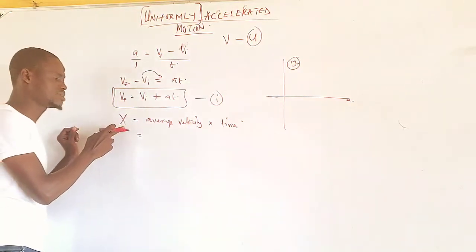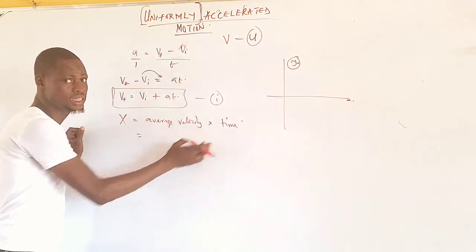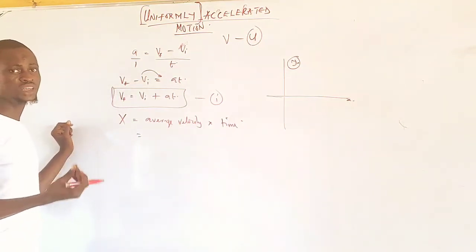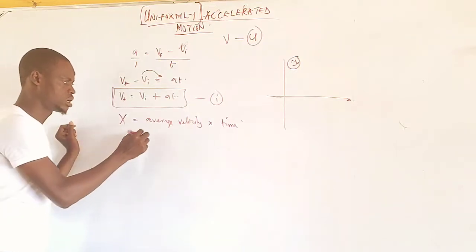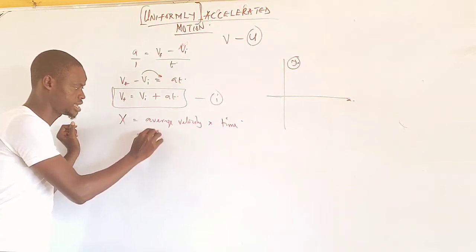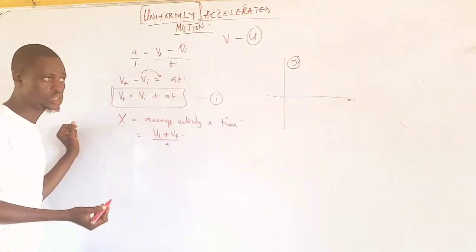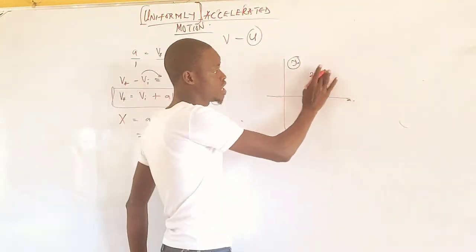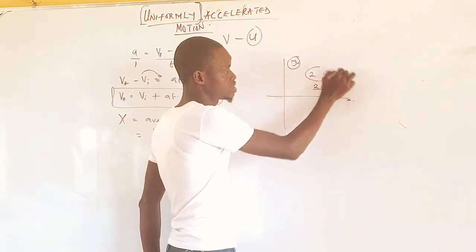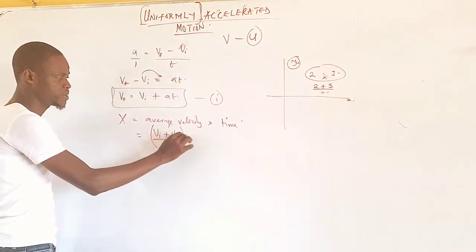Now, note something about this distance. My total distance covered by the body is always equal to the average velocity of the body multiplied by the time taken. Now, what is my average velocity for this body? The average velocity will be equal to the initial velocity, let's use Vi, plus my final velocity, all over 2. This is an average. If you have two numbers, let me say 2 and 3, the average will be the addition of the two numbers divided by 2. From here, I can have this as my average multiplied by time.